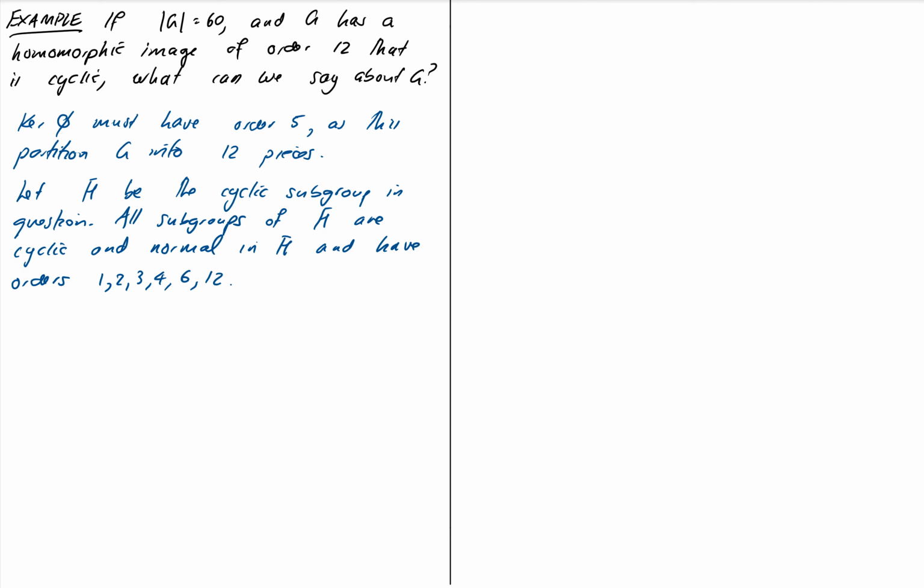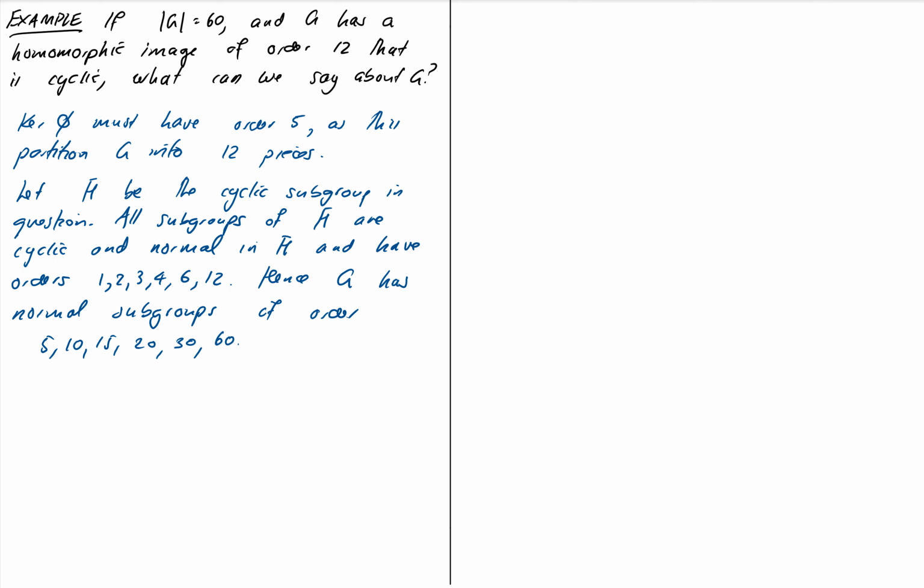Now we know that if we have a normal subgroup and we backpropagate it through our homomorphism, i.e. we find its pre-image, we showed during our subgroup properties that this will give us a normal subgroup in G. So hence, given that our homomorphism is 5 to 1, G must have normal subgroups of order 5, just 5 times each of these, 10, 15, 20, 30, and 60.